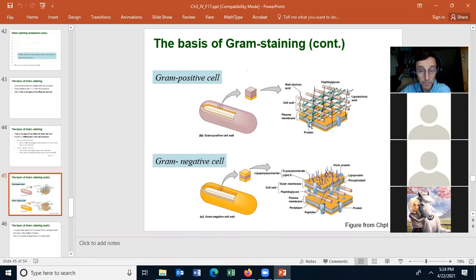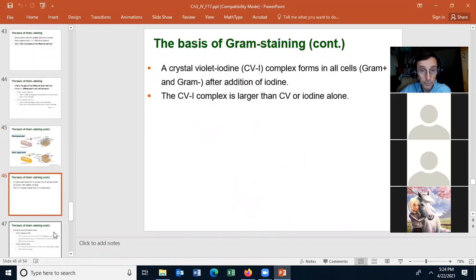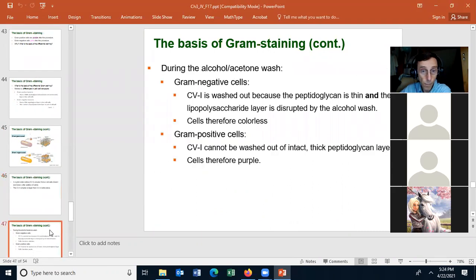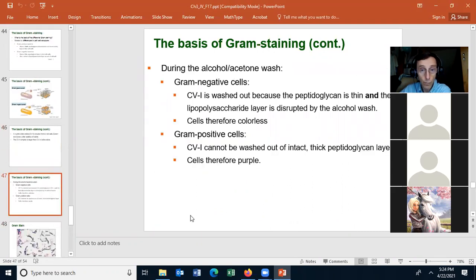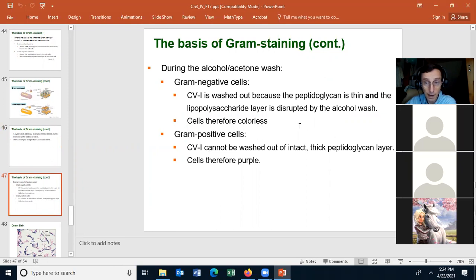And the crystal violet on the gram-positive cells gets stuck in this thick peptidoglycan layer, and it will wash out of the thinner peptidoglycan layer. I've already mentioned this, the iodine complexes with the crystal violet making a larger molecule. In the gram-negative cells, the crystal violet iodine is washed out because the peptidoglycan layer is thin, and the lipopolysaccharide layer is actually disrupted by the alcohol wash. And then the cells are colorless.